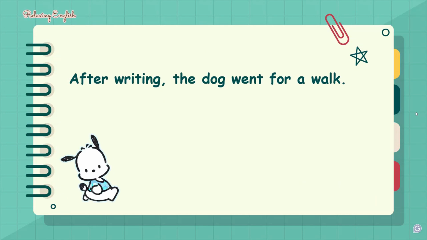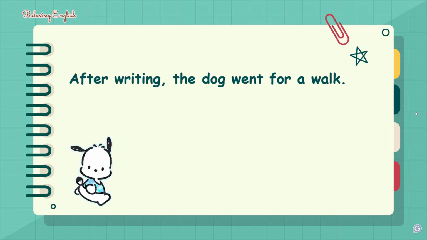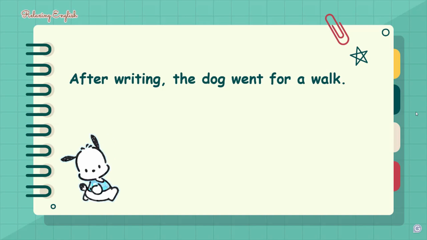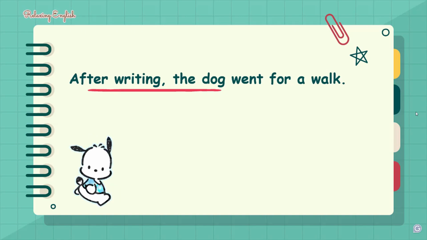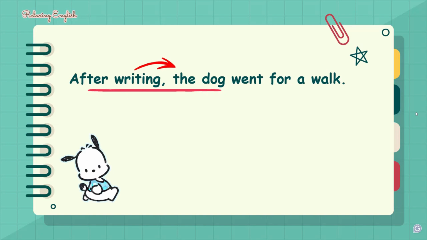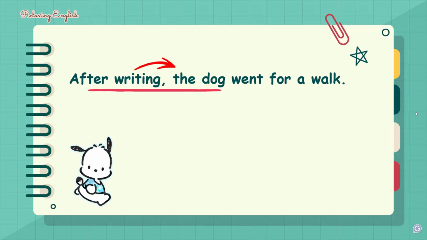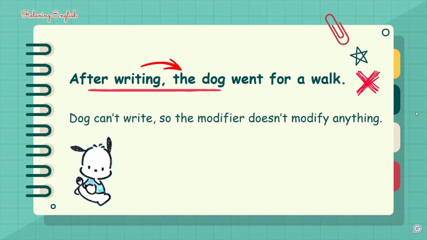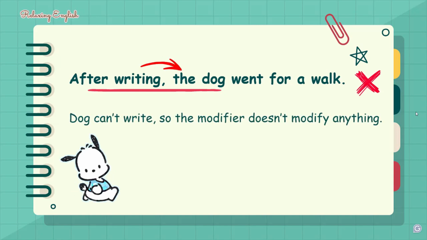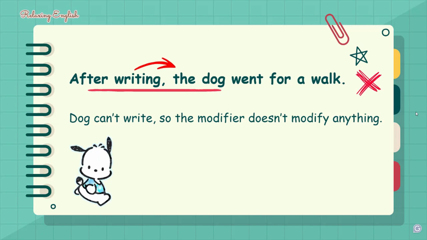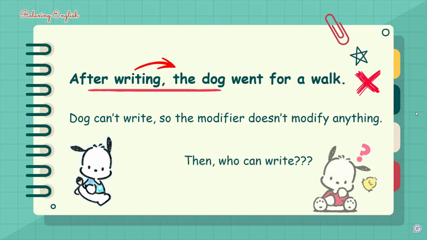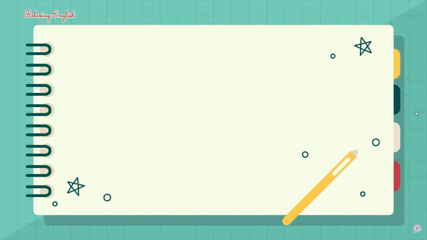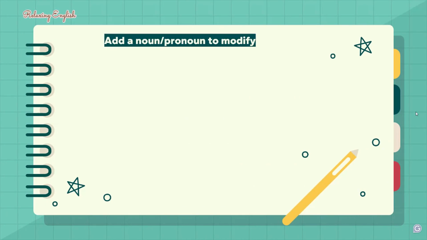After writing, the dog went for a walk. This sentence has a dangling modifier error. The introductory phrase, or we can call it the dangling modifier, doesn't modify the subject of the main clause, because you know that a dog can't write. So the modifier doesn't modify anything in this sentence. So who can write? We have to fix this sentence. We can add a noun or pronoun to modify.